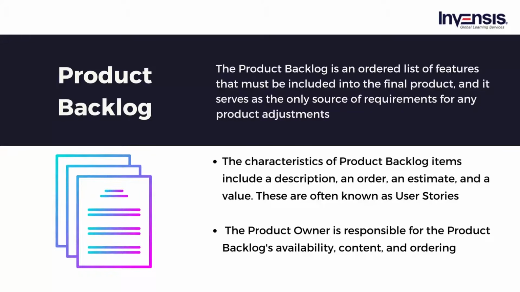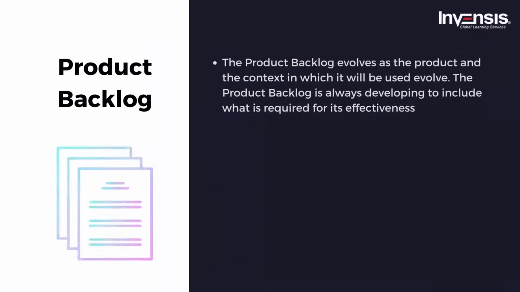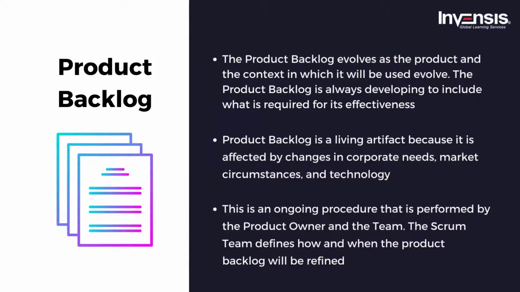The product owner is responsible for the product backlog's availability, content, and ordering. A product backlog is a continuing process. It is possible that the first version has the criteria that were originally established and best understood. The product backlog evolves as the product and the context in which it will be used evolve. The product backlog is always developing to include what is required for its effectiveness.